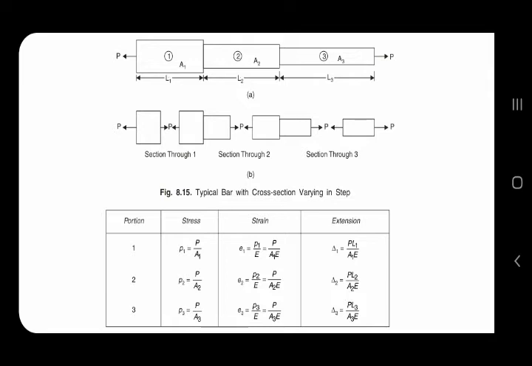Similarly, if you consider the section 3, we have sigma 3 equal to P by A3, and the strain epsilon 3 will be equal to sigma 3 by E, or P by A3 into E, and the extension or deformation delta 3 will be equal to P L3 by A3 into E.